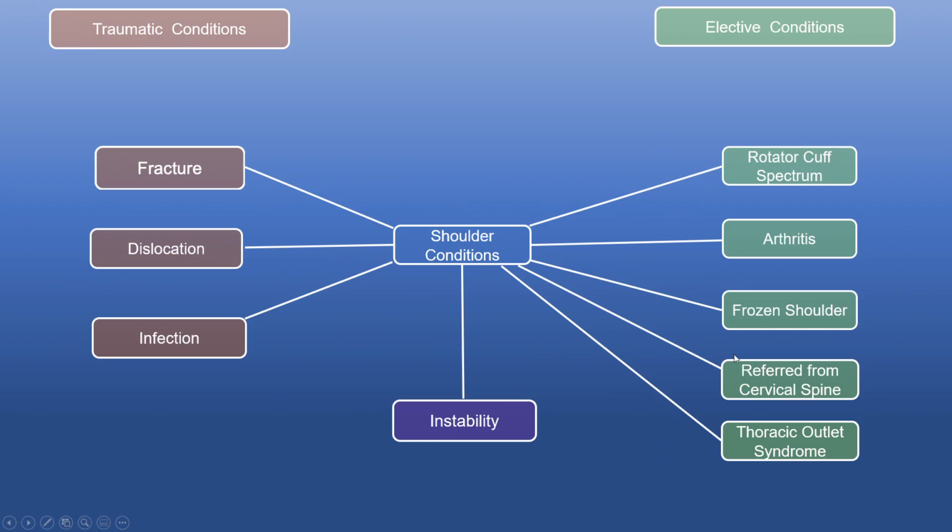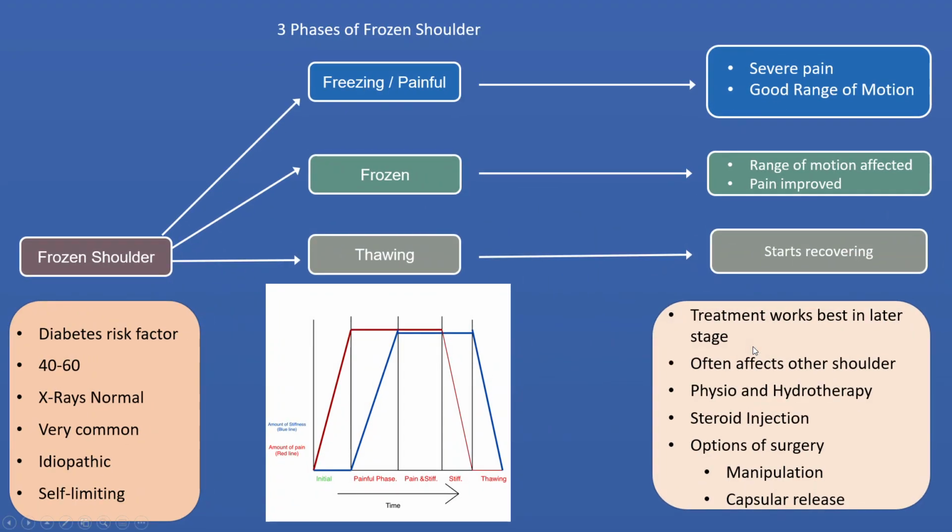Another diagnosis that occurs in the shoulder is frozen shoulder. This is a condition that does lead to stiffness in the shoulder. It can look like arthritis, but really is of unknown cause. It's more common in diabetics, and occurs in the 40 to 60 year age group. X-rays will always be normal. It's very common. No one knows why it occurs, and it's self-limiting.